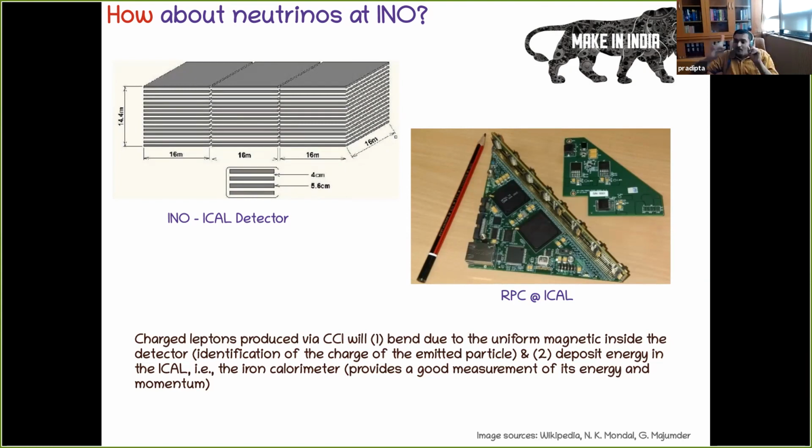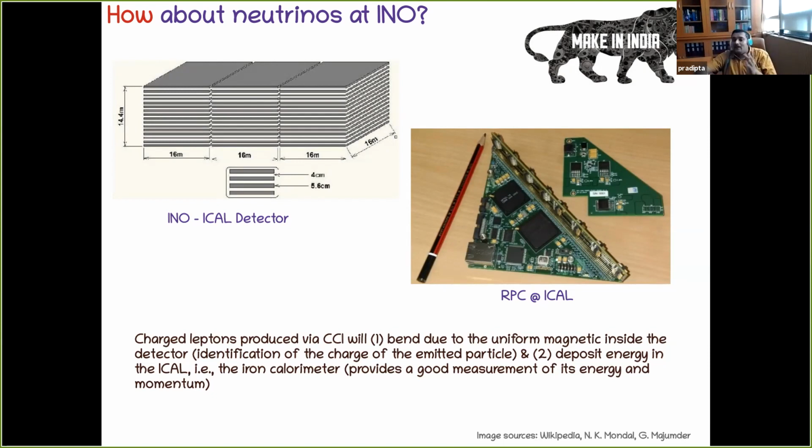But this INO, you must consider it as one of a kind, because this is the first place where we are actually going to use an iron calorimeter. So this is a huge stack of iron, and in between each stack there are these RPC plates. We are going to place it and measure this thing. Once again, we are going to use the techniques of the charged current interaction. INO will do two things. Also, there is a magnetic field. So first, it can reveal the identity of the neutrino, and it can also measure the energy deposited.